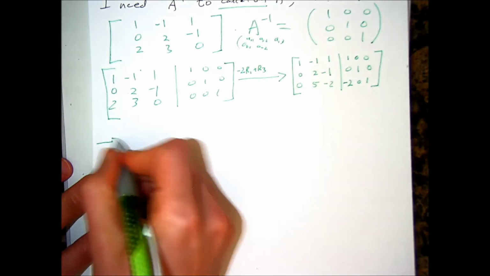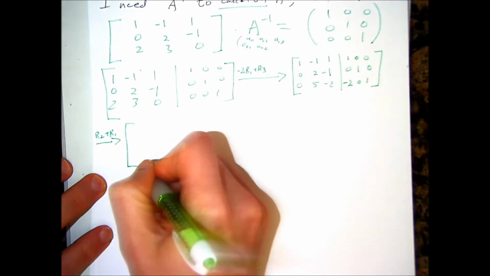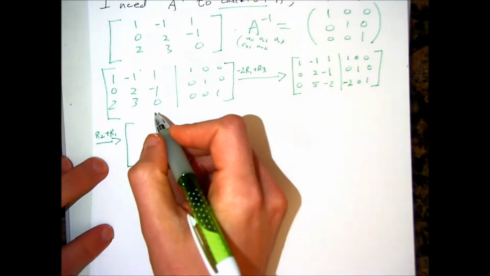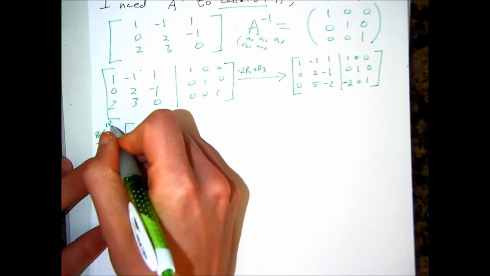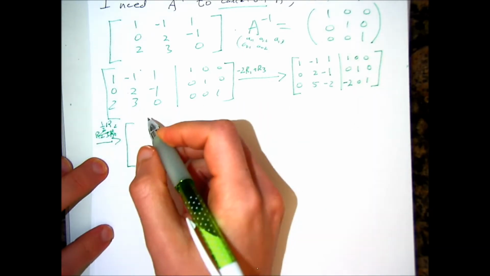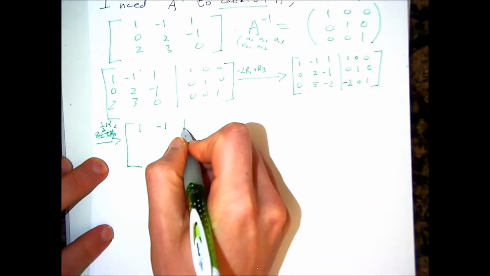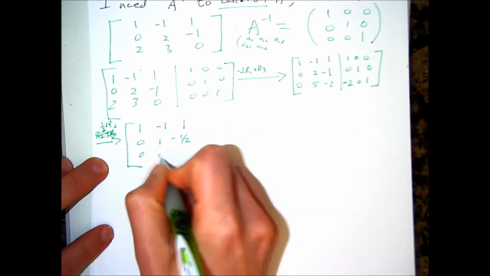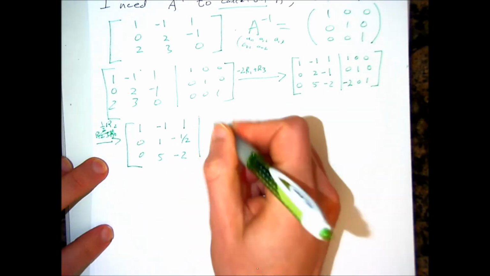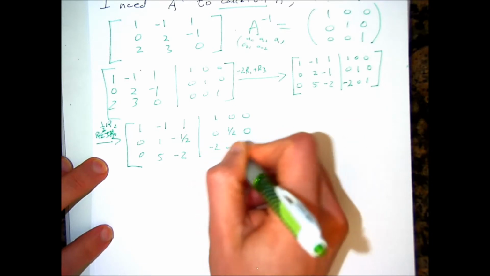Second step, let's just add together row 2 and row 1 and see what we get. Or how about we don't? How about we just multiply row 2 by a half? So then we'll do 1, -1, 1, 0, 1, and -1/2, and then 0, 5, and -2. Whatever we do to one side, we do to the other. So this becomes 1/2, and then we just copy down everything else.